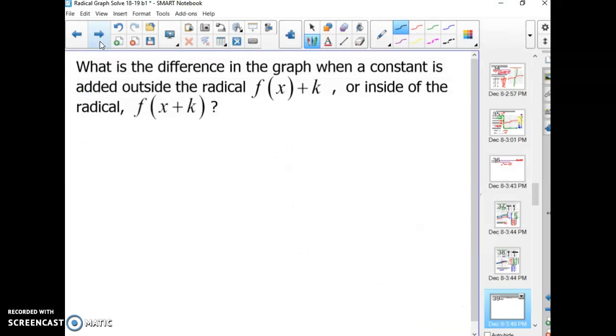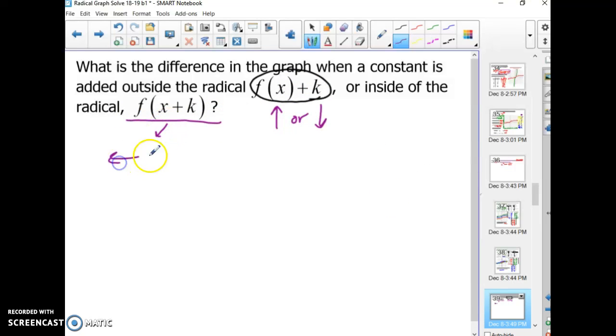Alright guys, so we're finishing off this really fast. What is the difference in the graph when a constant is added outside the radical versus inside the radical? After we talk about this, we're going to do some stuff in Desmos. If it's outside the radical, we know this because this is in function notation. We talked about it the other day. If I'm adding, I'm moving up. If I'm subtracting, I'm moving down. If it's on the inside, we go to the left or we go to the right, and the main thing we need to remember is that if it's on the inside, it's lying to me. If it lies inside, it lies.